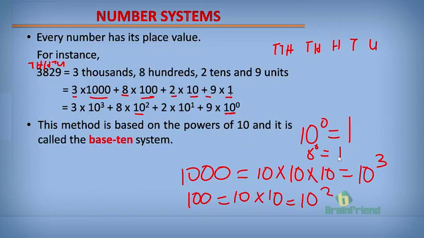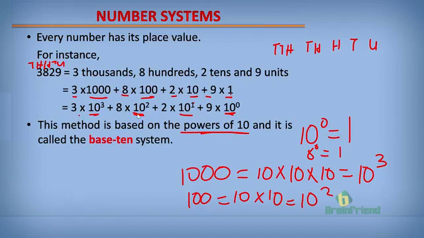So when we write this out, 3,829, we've expanded it to look like 3 times 10 raised to the power 3 plus 8 times 10 raised to the power 2 plus 2 times 10 raised to the power 1 and 9 times 10 raised to the power 0. Now, this number, 3,829, is based on the power of 10. As we can see, this method above is based on the powers of 10, and it is called the base 10 system. So anytime a number is written in such a way that it can be based on the power of 10, that number is in the base 10 system.